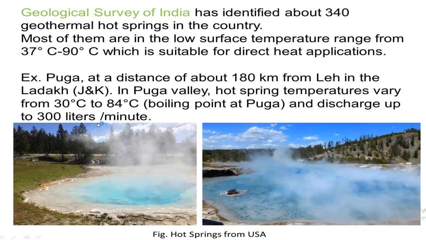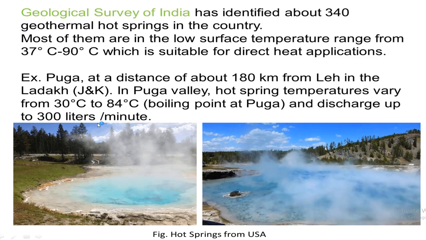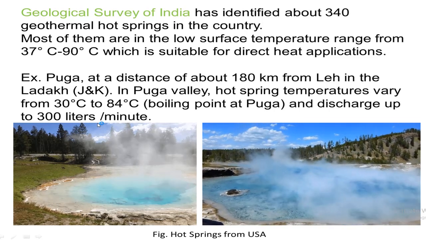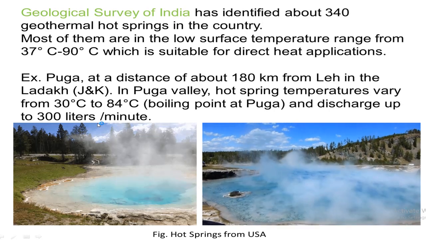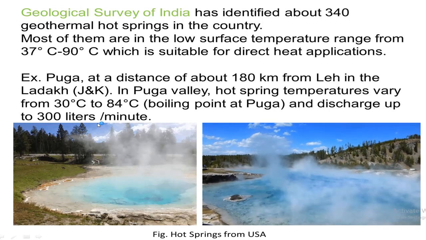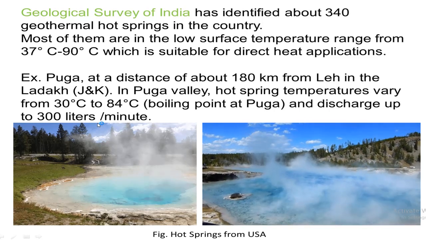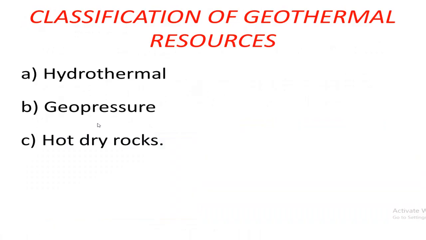Now this energy we are going to use first of all to generate electricity, and during the cold season we are going to use this energy to heat the room, so that we can use this type of geothermal energy for our purpose. Now, classification of geothermal resources. These geothermal resources are classified as hydrothermal, geopressure, and hot dry rock.